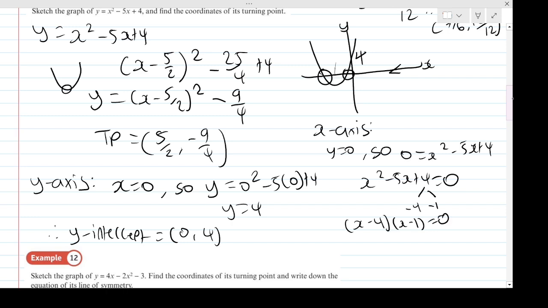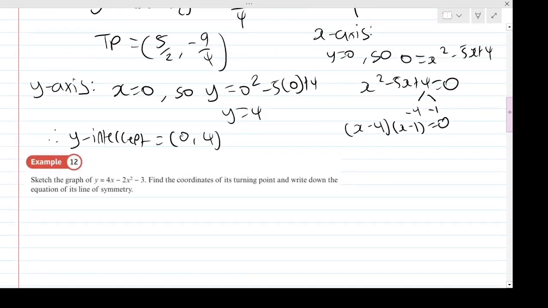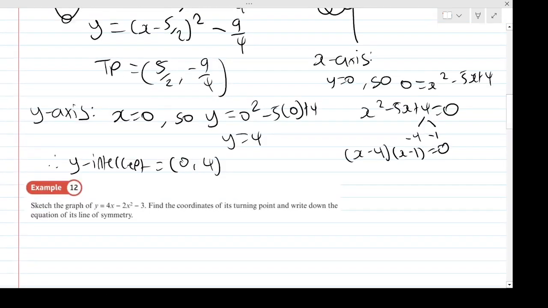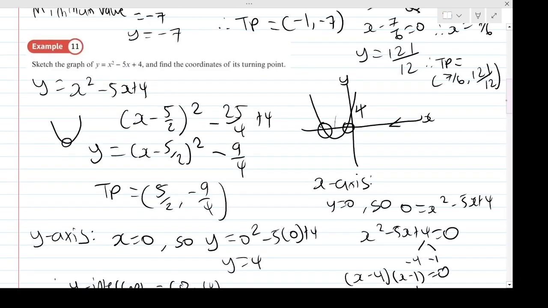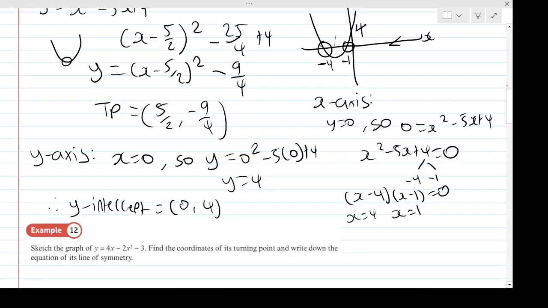Remember, we spent loads of time solving quadratic equations if you need a refresher. But then two solutions, x is 4, x is 1. And those are the 2 points then where it crosses the x-axis. So here that would be minus 4, and here it would be minus 1. Oh no, sorry, positive 4, positive 1.